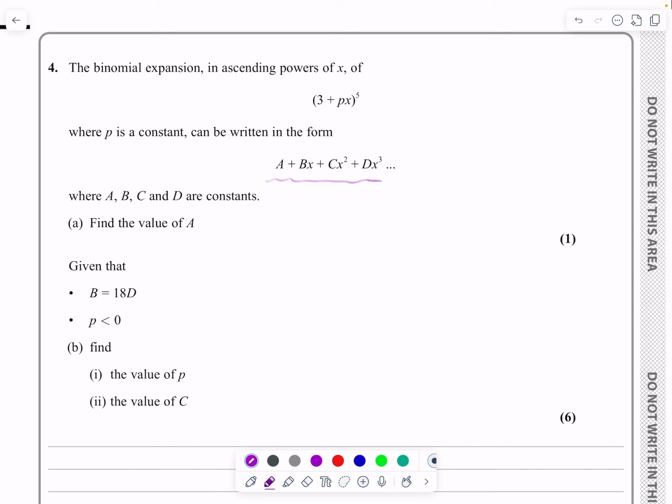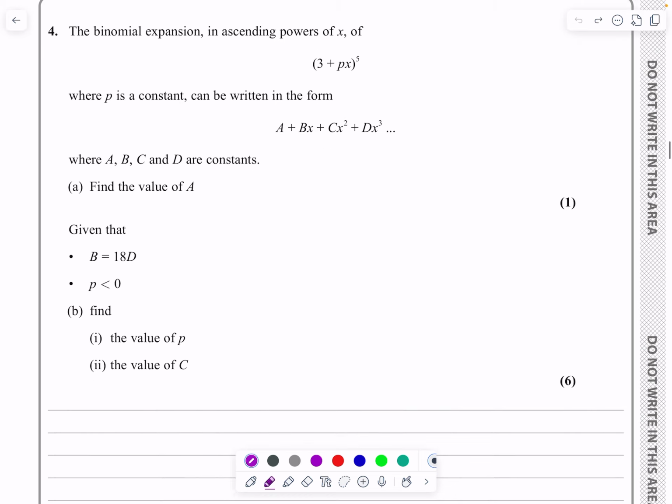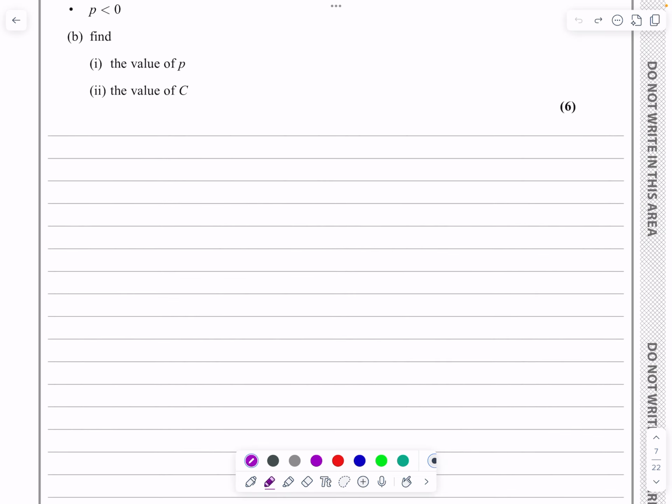the first 4 terms are given by a plus bx plus cx squared plus dx cubed, and then we've got to find, well, first of all, we've got to find the value of a, and then we've got to find P and C. But let's concentrate on A first of all. So, part A, we have (3 plus px) all to the power of 5.